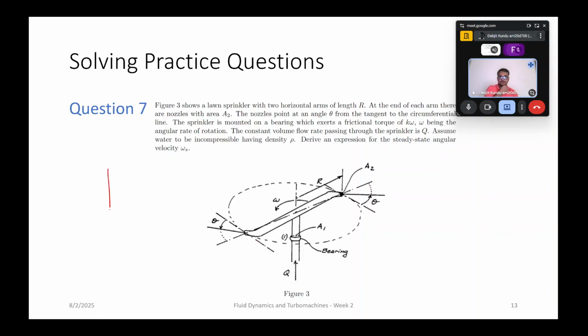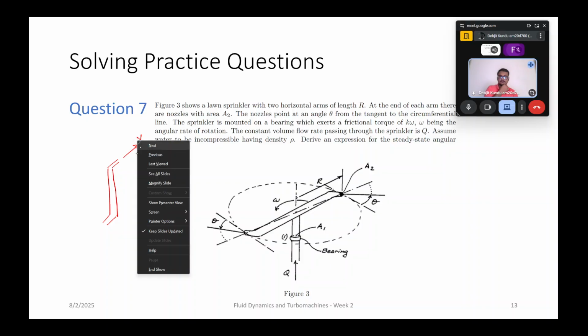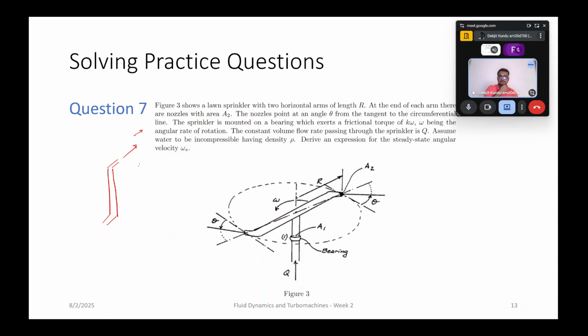If we take a top view of it, there's some velocity going out this way, there's some flow going out with a velocity this way. So that would push this sprinkler back, right, when it's going out. That would cause a torque, causing this whole sprinkler to rotate.